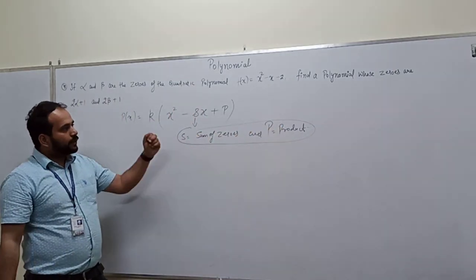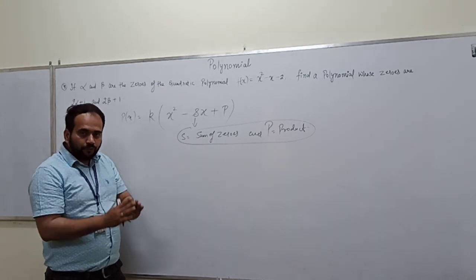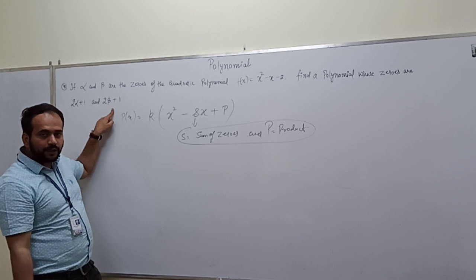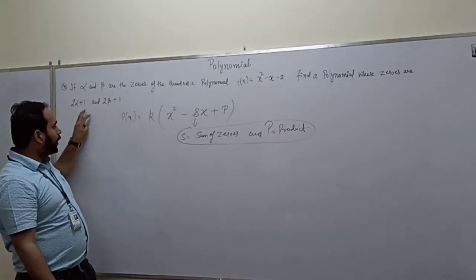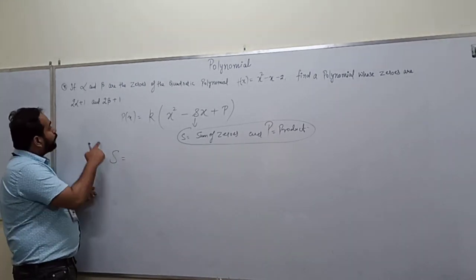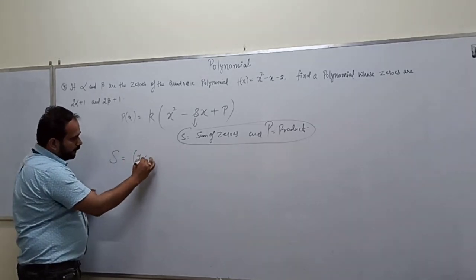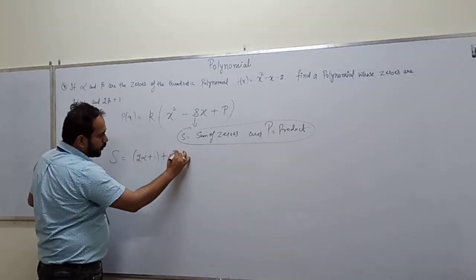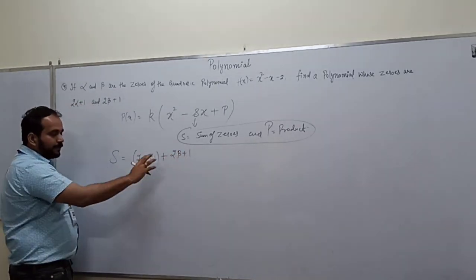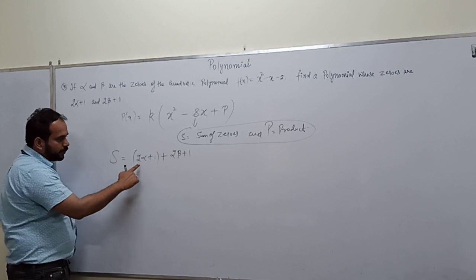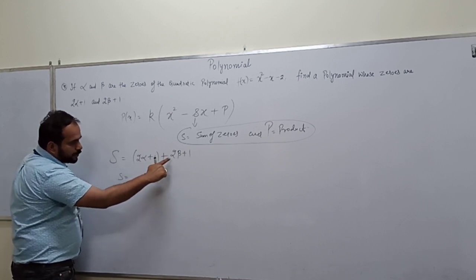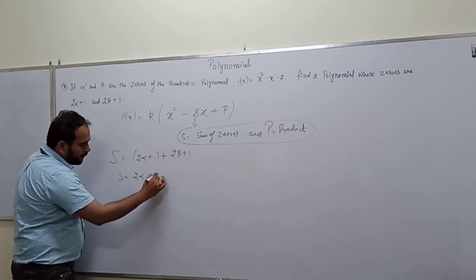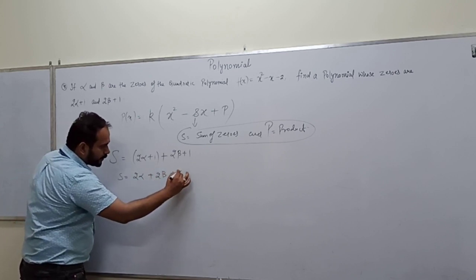In this question, a new polynomial which I have to find out, zeros are given as 2 alpha plus 1 and 2 beta plus 1. So basically I have to find out the sum of 2 alpha plus 1 plus 2 beta plus 1. Simply add these terms, I will get s is equals to 2 alpha plus 2 beta plus 1 plus 1. It will be equals to 2 alpha plus 2 beta plus 2.